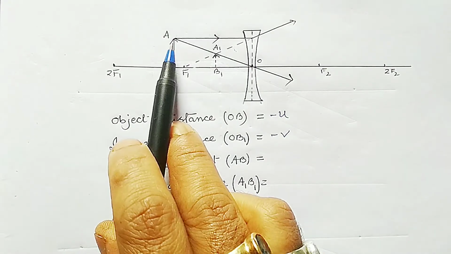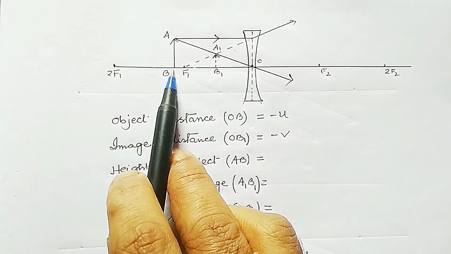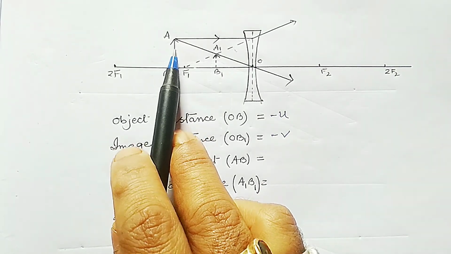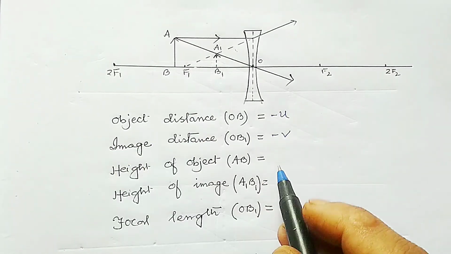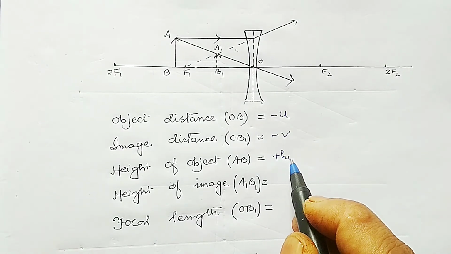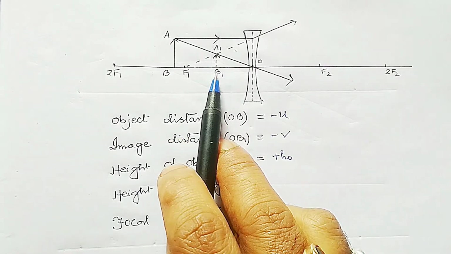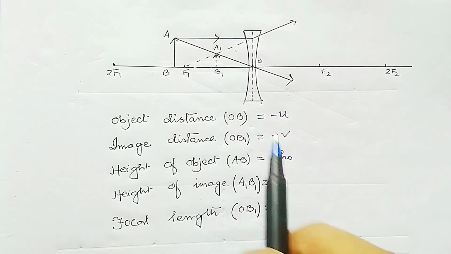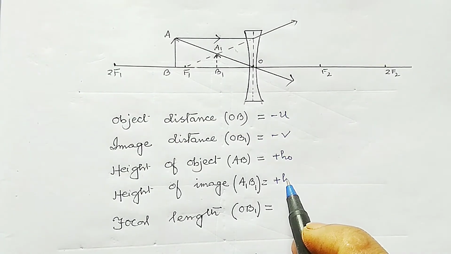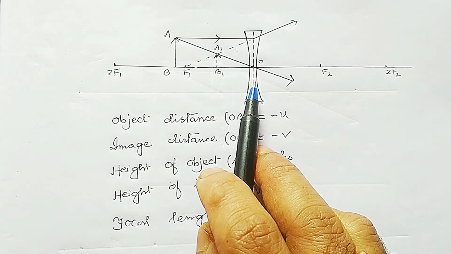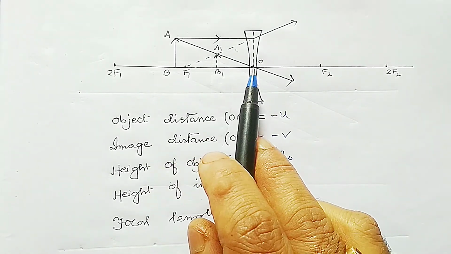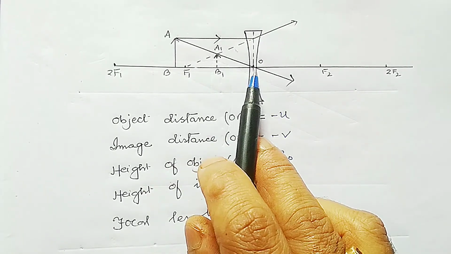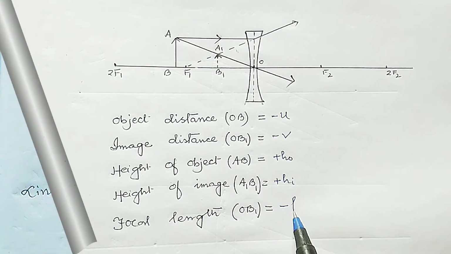Here AB is the object, so the height of the object is AB. Since the object is above the principal axis, the height of the object will be taken as positive, so it will be plus HO. Here A1B1 is the height of the image, which is above the principal axis, so the height of the image also will be positive, so it will be plus HI. In case of a concave lens, we consider this focus, so OF1 is the focal length. Since it is on the left side of the optical center, this will be taken as negative.